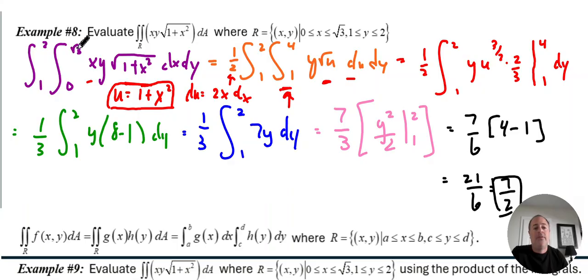And then when x is equal to the square root of 3, the square root of 3 squared is 3, plus 1 is going to give you 4. And so remember, as soon as you do that, this is all in terms of u now. You don't have to go back to x. Then we integrate the square root of u.